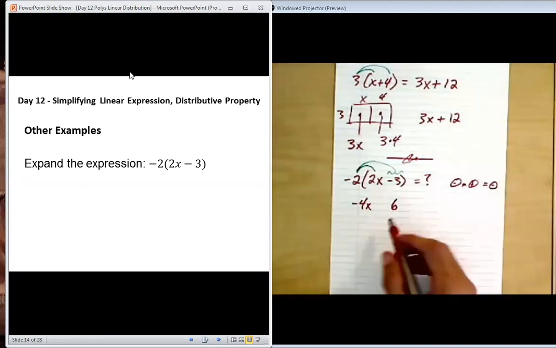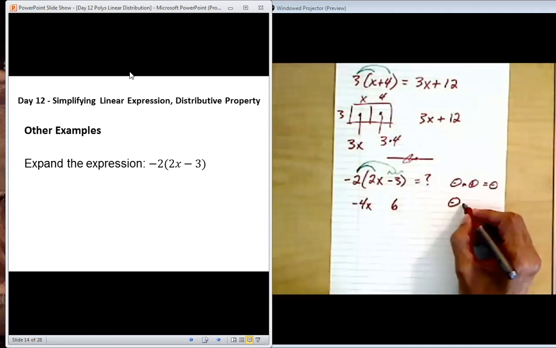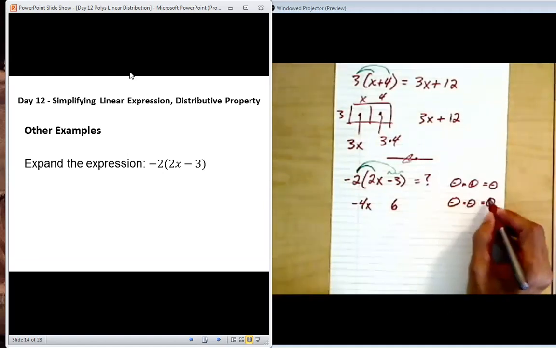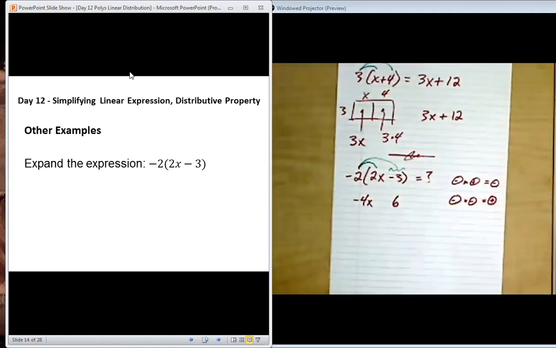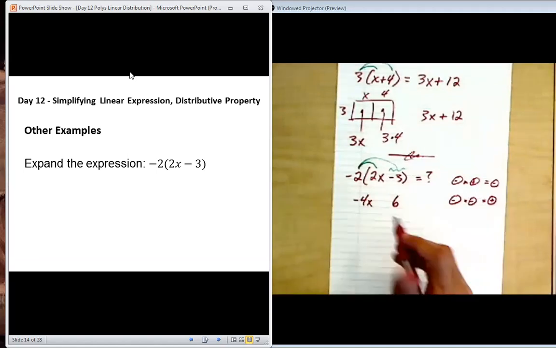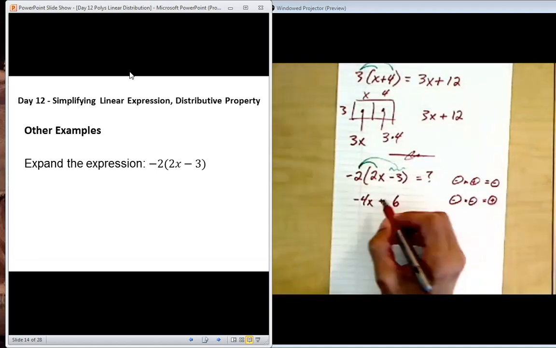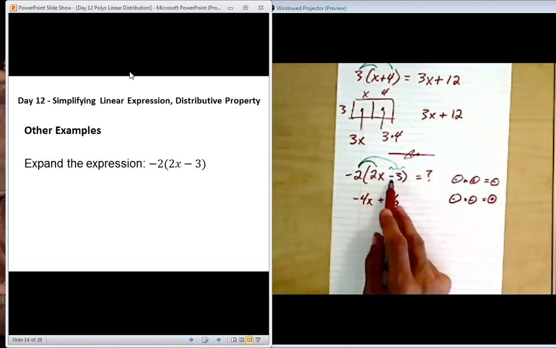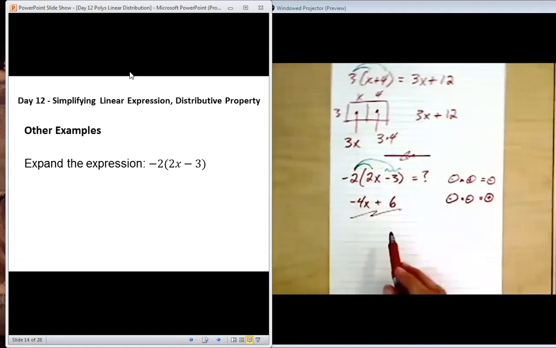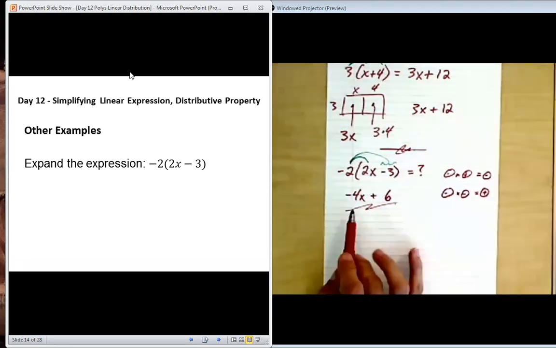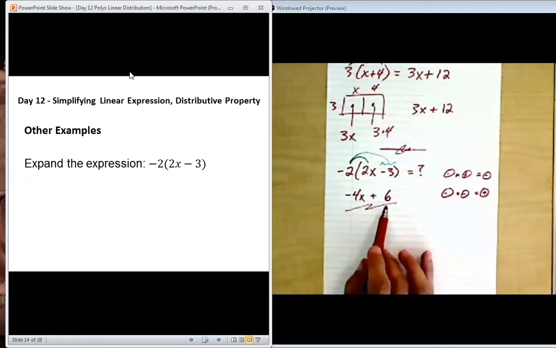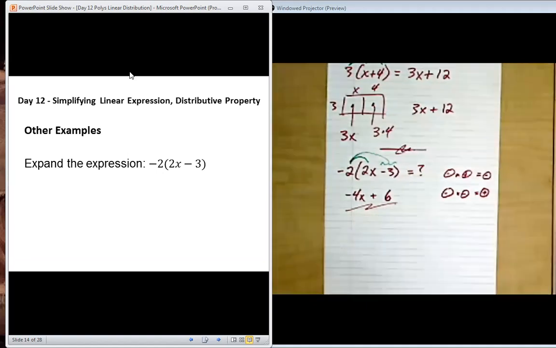Okay, we get 6. But now watch. Negative times a negative. Yeah, plus. Okay. We don't have big, not like the earlier slide with the red and the blues. Okay, but still kind of that level. You gotta know that. -2 times -3 plus 6. Final answer. Okay. Now watch. Any like terms there? No. That's an X. That's a number. No like terms. It's finished there.